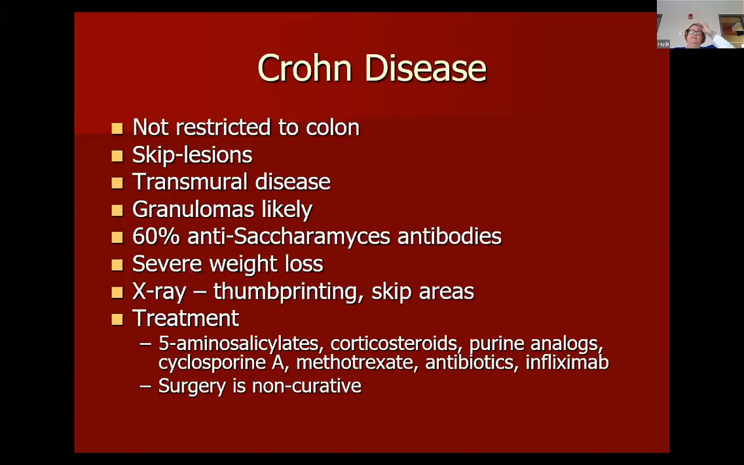Crohn's is not necessarily just restricted to the colon. They will have some skip lesions. It's what's called transmural disease, so it goes all the way through the thickness of the GI tract. Granulomas can happen. Severe weight loss is very common. On X-ray, you can pick up those skip areas, and then that thumbprinting that can sometimes happen.